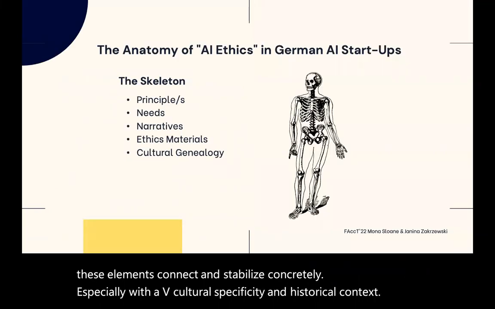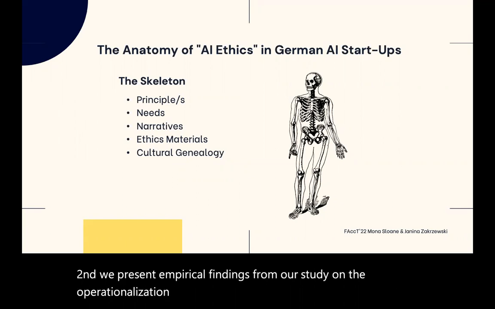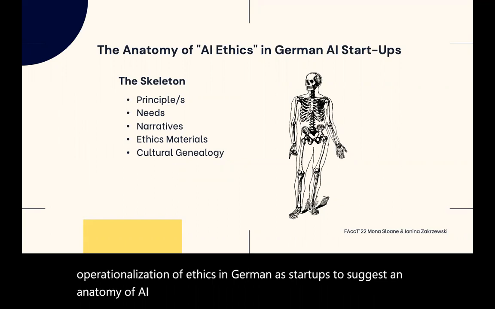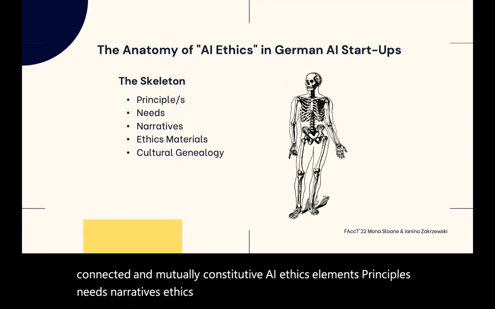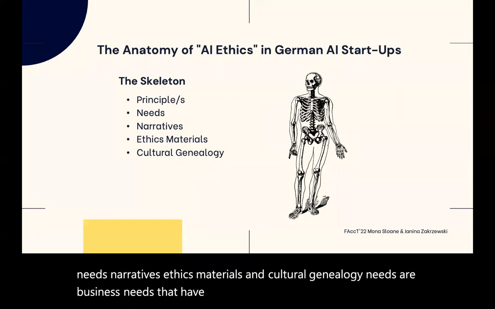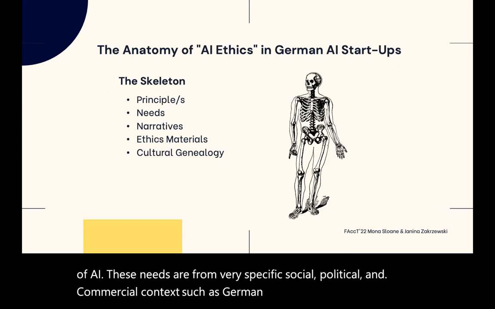Second, we present empirical findings from our study on the operationalization of ethics in German AI startups to suggest an anatomy of AI ethics. The skeleton of AI ethics is comprised of 5 connected and mutually constitutive AI ethics elements: principles, needs, narratives, ethics materials, and cultural genealogy. Needs are business needs that are served through various interpretations of AI ethics. These needs are from very specific social, political, and commercial contexts, such as German data protection regulation.